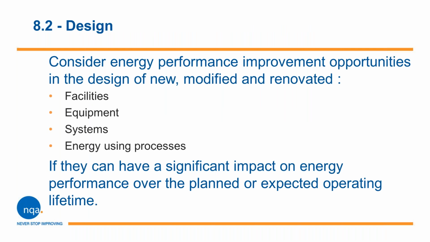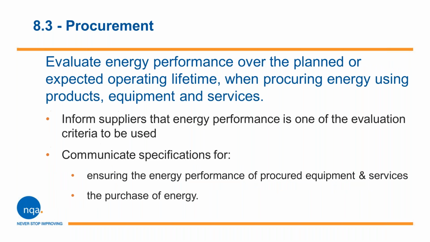Design and procurement, which is the next slide, go hand in hand. They haven't changed at all from the previous version. If we're designing new processes, if we're procuring new equipment, new items that can have a significant impact on energy usage, we have to make sure that the energy impact of that is assessed. And certainly for procurement, we have to communicate specifications to our suppliers to make sure that they are aware that we will be evaluating the success or the suitability of their product from an energy performance specification, if you like.